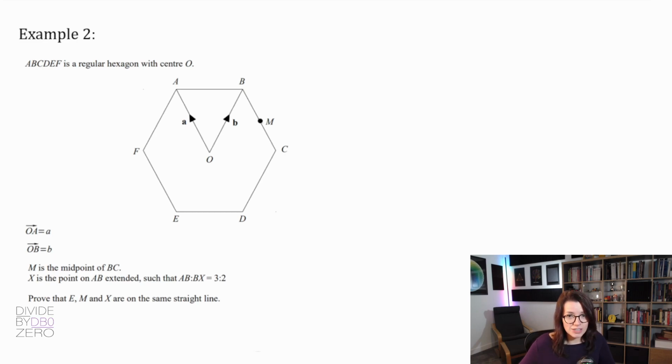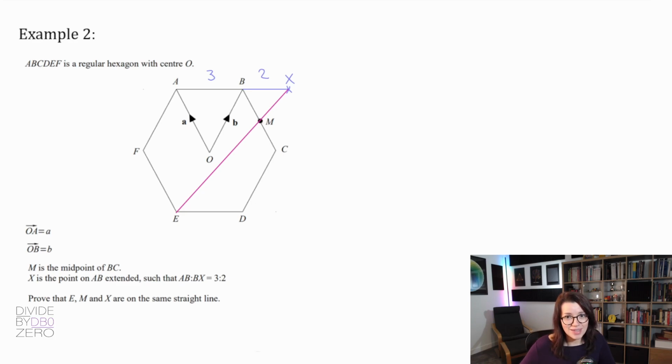Again, X isn't actually on our diagram at the minute, so we can pop it on. Based on this, we would put X somewhere there because it says X is the point on AB extended. So we would extend AB and stick X there. Again, make a note of the ratio, so 3 to 2. This question wants us to prove that E, M and X are on the same straight line. So if we just try and visualize that, is that looking like it's going to be true? Probably, because we can draw a pretty convincing straight line between E, M and X. But how do we prove it?